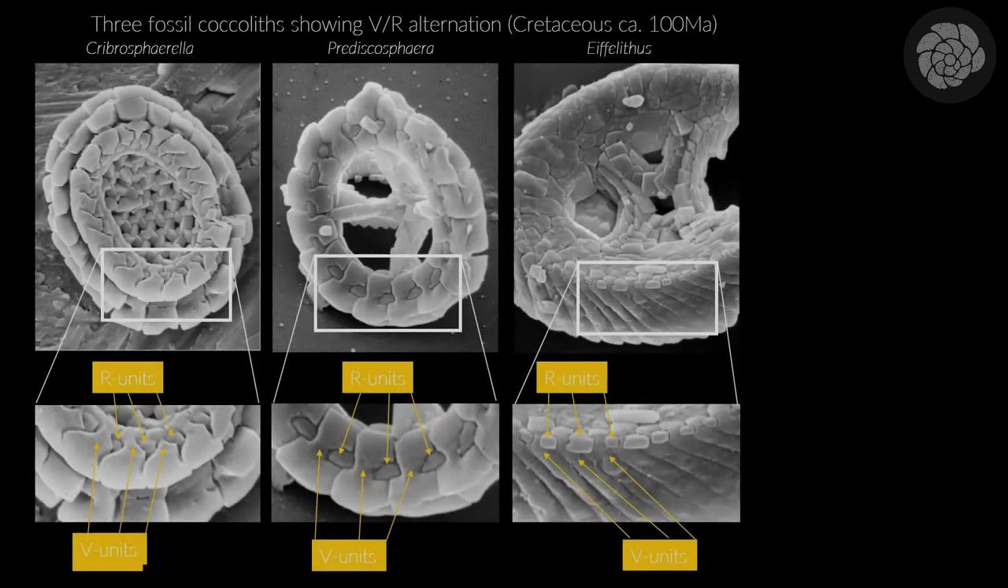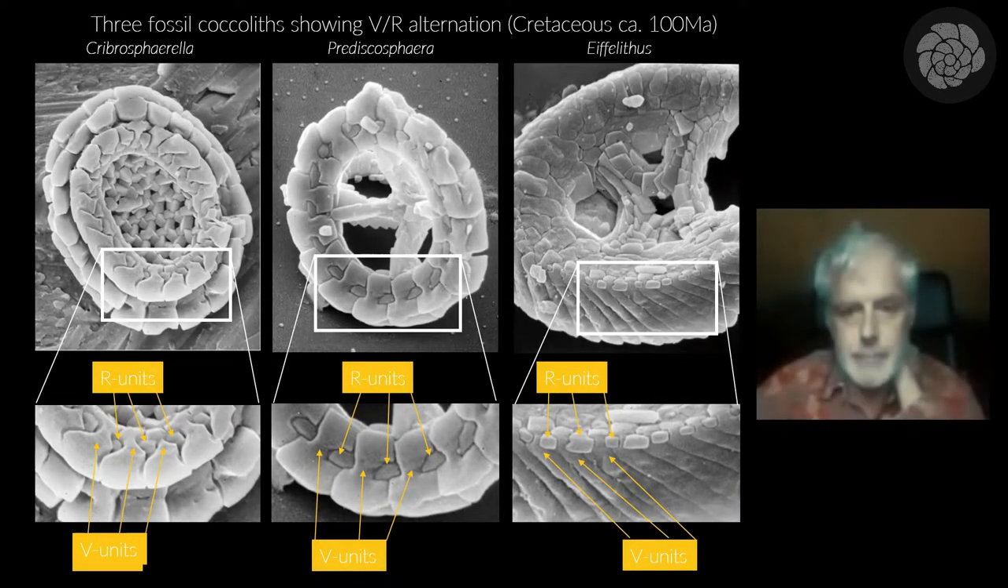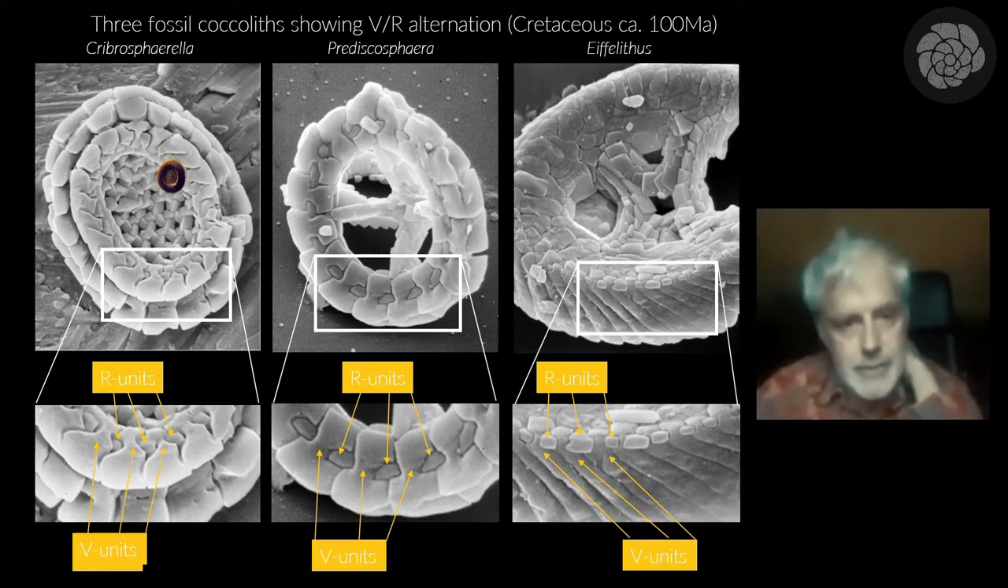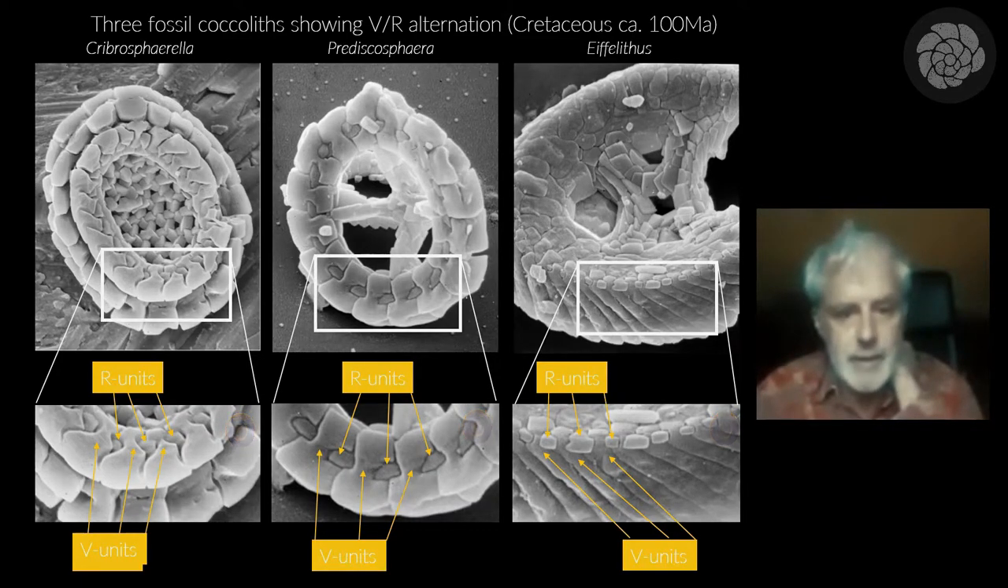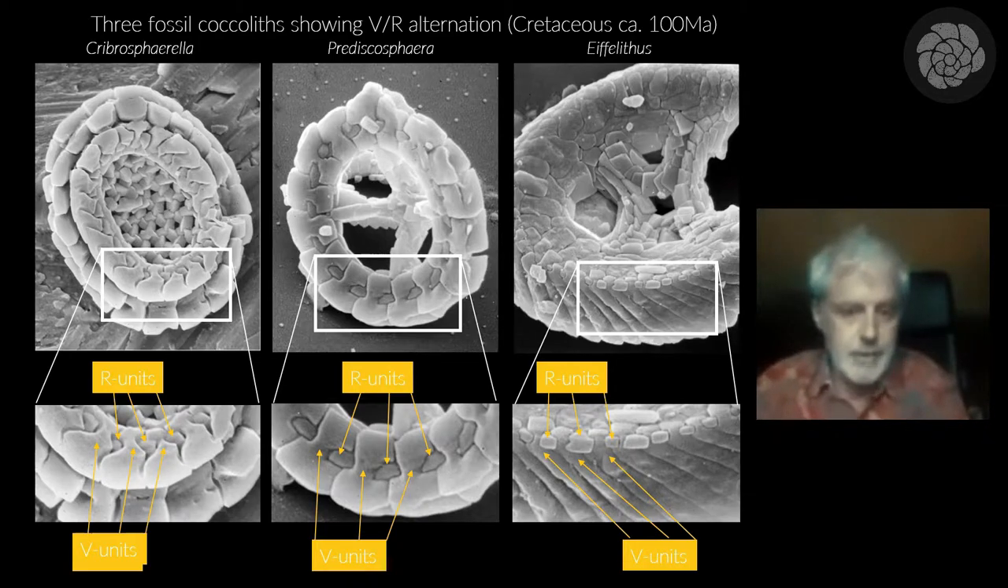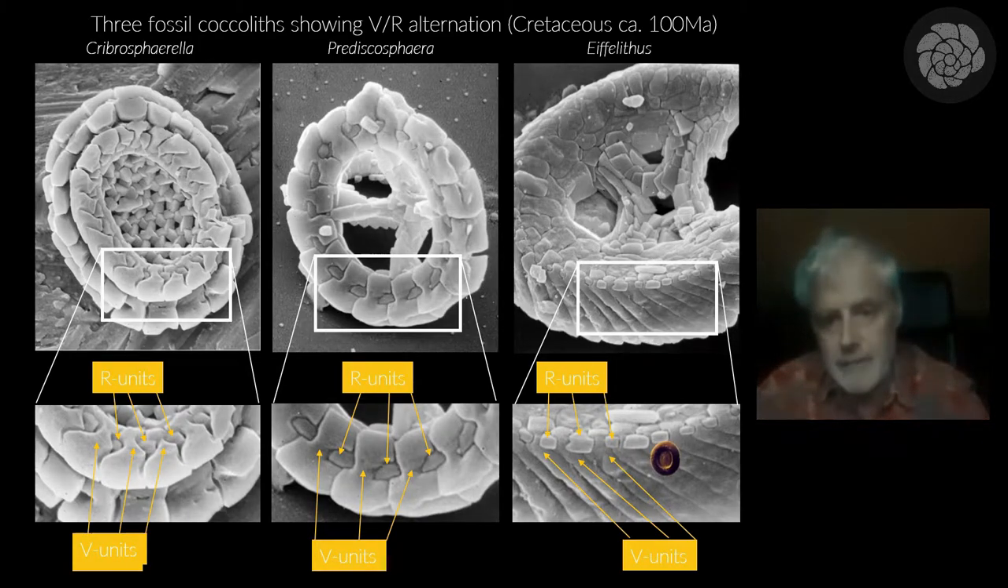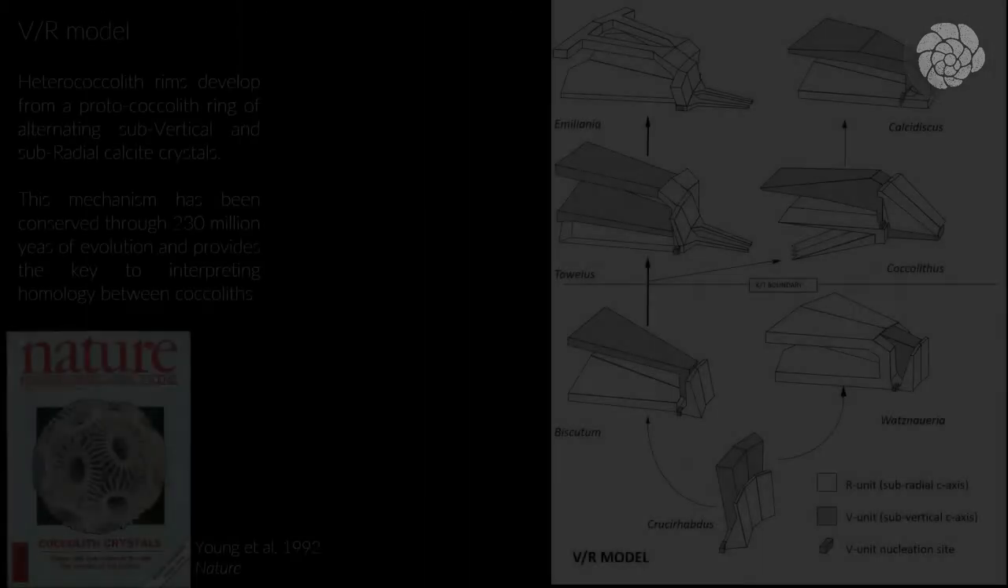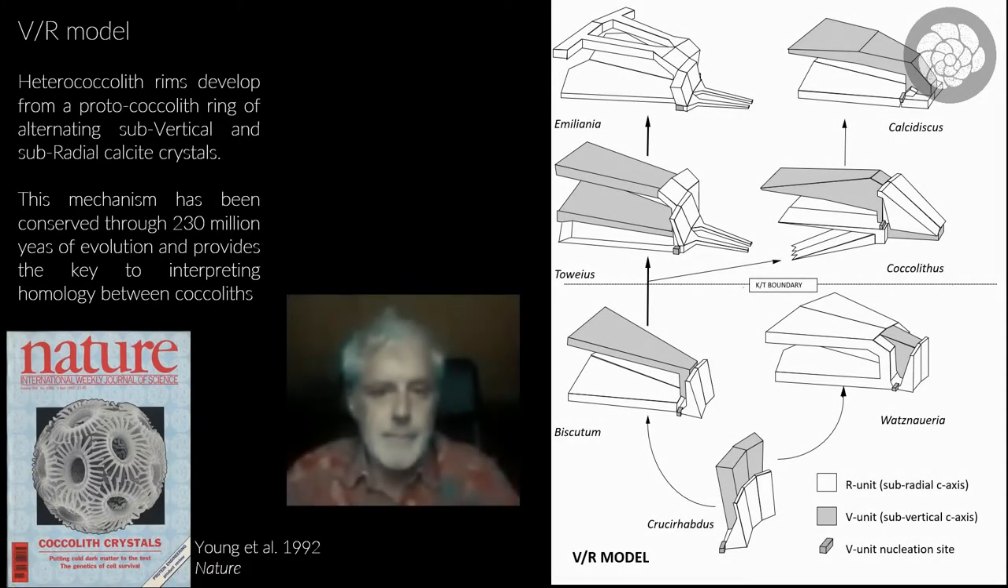As opposed to actually in most Mesozoic ones, if you turn them upside down, we can see the V/R alternating zone where the V and R units alternated, which is where the protococcolith ring is immediately visible on the proximal surface. So here, it's there, also in V/R in Prinsius, Biscutum, Podorhabdus, Eiffellithus, very different coccolith structures, but all showing the origination from nucleation here, and then units alternating V and R. And so that basically ends up being a common pattern shown across heterococcolith biodiversity.